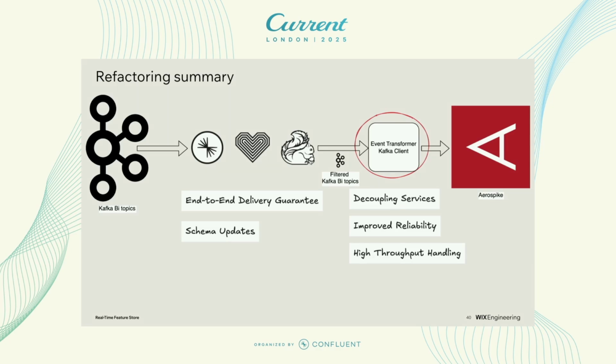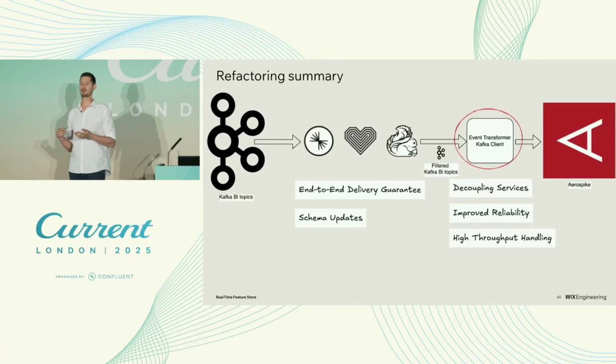And the last one, now we can handle high throughput. If there is spike traffic, we can scale out automatically and add more pods. It means that we add more Kafka consumers to the group and process more data in parallel.